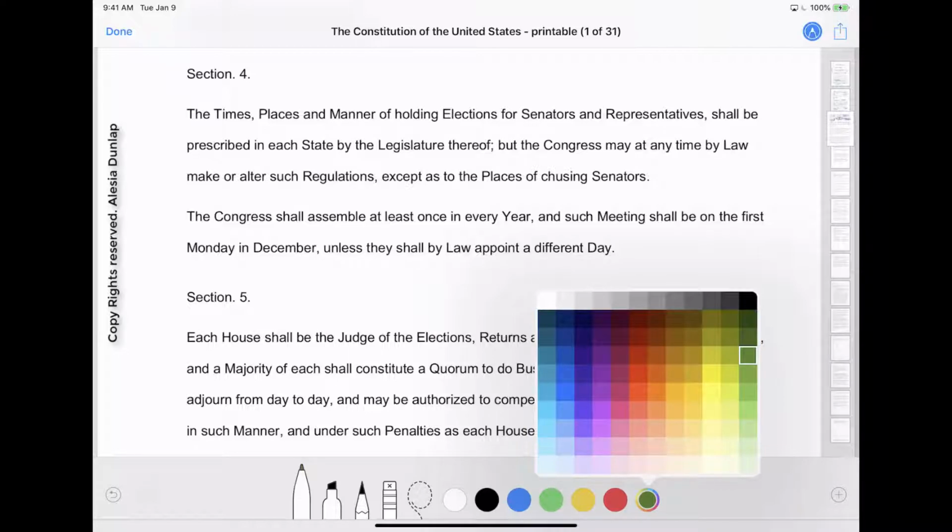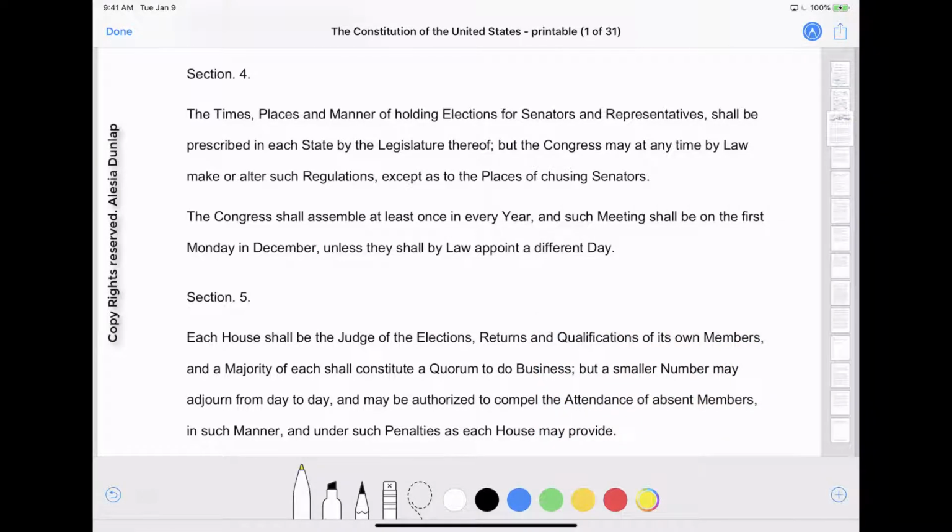Let's try yellow. I'm gonna do yellow this time. This one's all about elections and meetings.